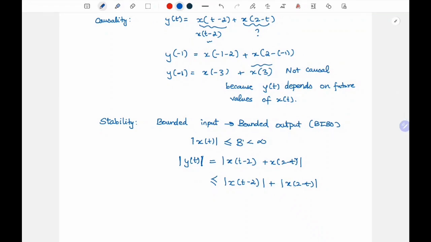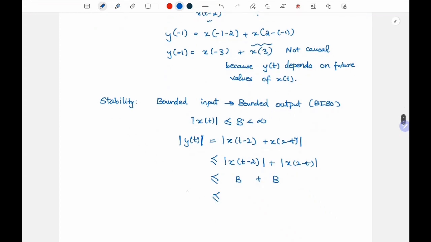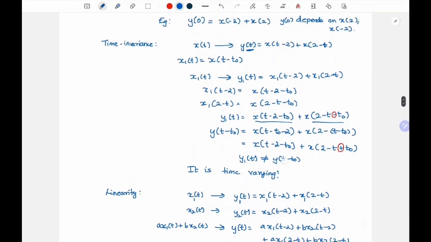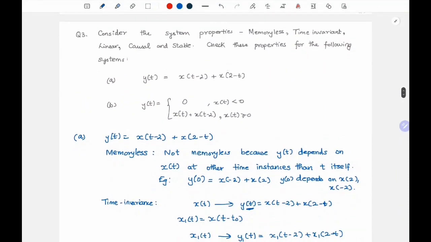It's just time shifting, but shifting and scaling in time doesn't change the amplitude. So these will itself be limited by b plus b. So the y of t itself is limited by 2b. So this is less than infinity. So y of t is bounded, which implies that the system is stable. So this is how you check. Now let's see the other example. So this is the function.